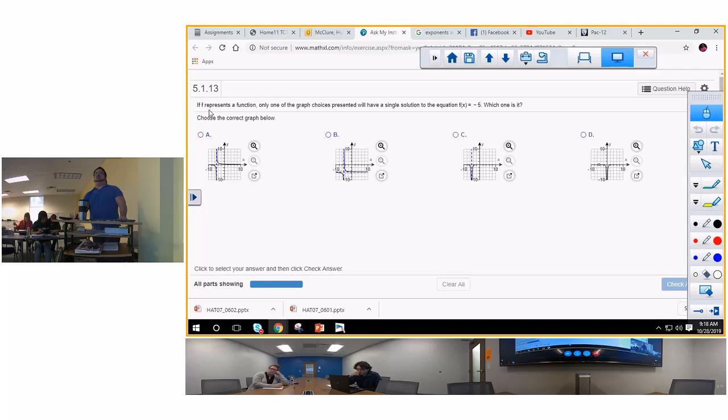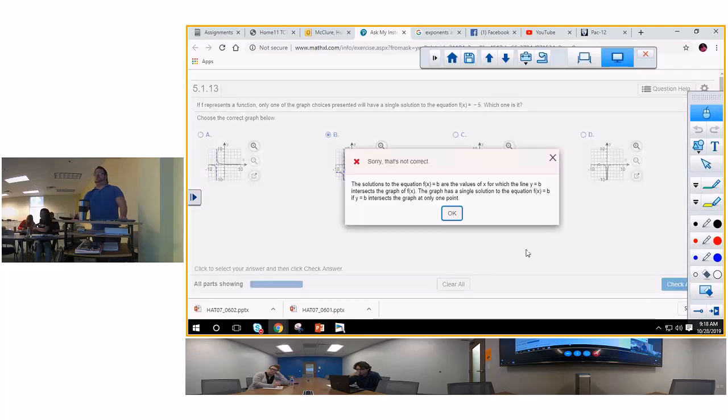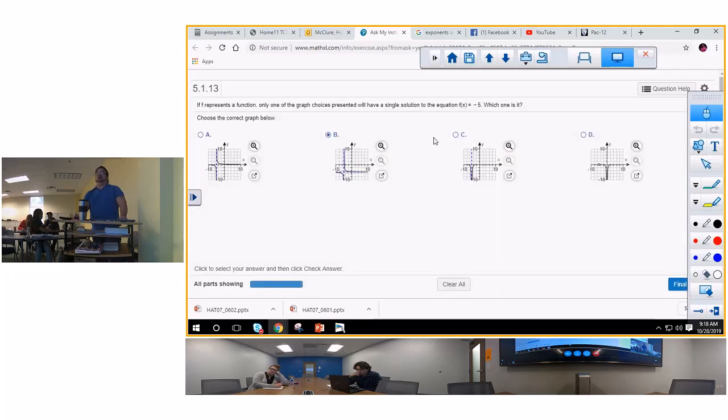If f represents a function, only one of the graphs. What? It's just down 5. Well, I guess, yeah, because you don't have anything to compare it to. It says -5. That says y is equal to -5. If y is equal to -5, then that means this is your answer. What about A? I like -5. No. I don't understand that question.